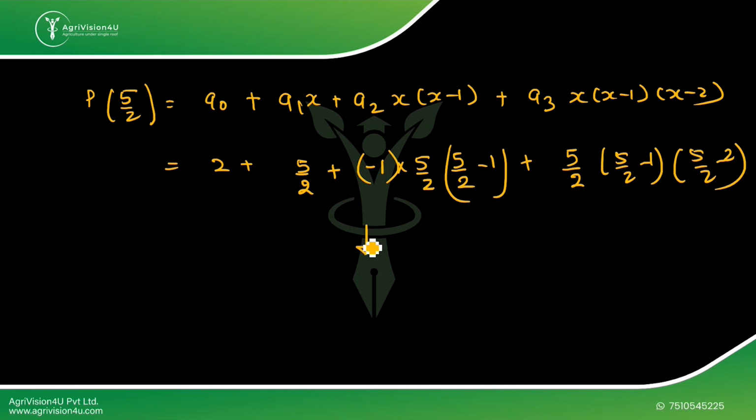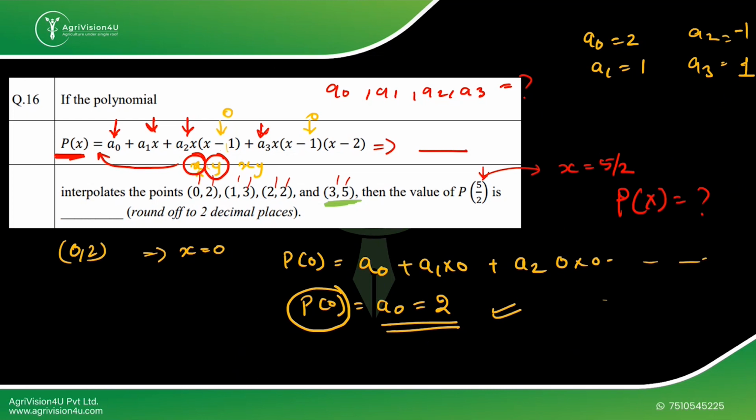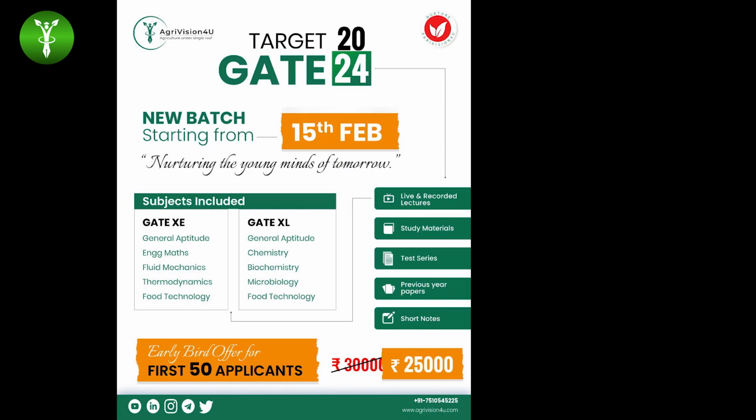If you solve this calculation, after that we'll get the value of the function f(5/2), which will be 21 by 8. So the answer for this will be 21 by 8. You can round up to 2 decimal places, but 21 by 8 will be the answer.